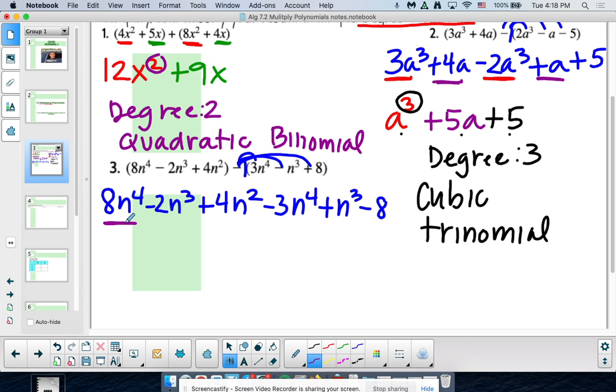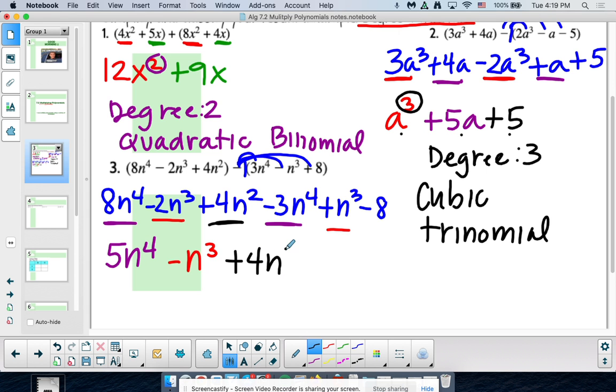Any other n to the fourth? Yep, right there. So 8 minus 3 is 5n to the fourth. Our cubes, -2 plus 1 is -1n cubed. Our squares, 4n squared. I don't have the other ones, so it just gets to be by its lonesome. And then tack on that -8.